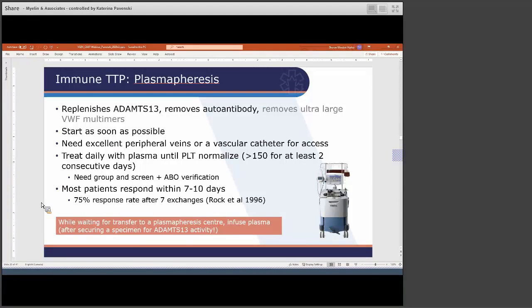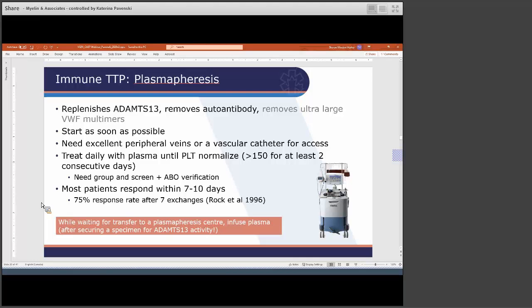We usually use a dialysis line to hook up the patient to this machine. And really, the reason we want to do this is to replenish ADAMTS13. It can also remove the autoantibody and perhaps remove all these very large VWF multimers, but really the most important job of plasmapheresis is to give as much ADAMTS13 back as possible. And in fact, most patients respond within about a week.